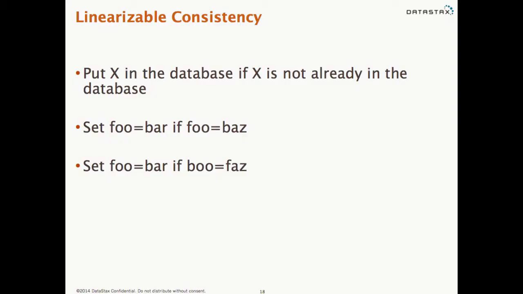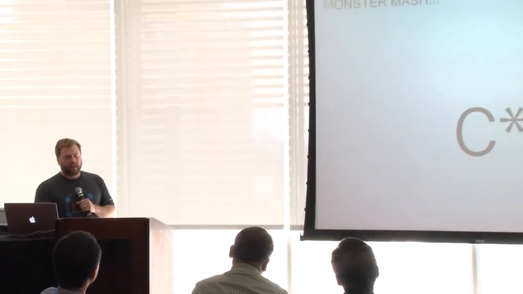Serializable consistency allows us to do these kinds of operations. Put X in the database if X is not already in the database. Set foo equal to bar if foo is some other prior value. Or even if they're in the same partition, set foo equal to bar if some other column has some other value, right? So it might not be immediately obvious why that's useful. So let's walk through an example.